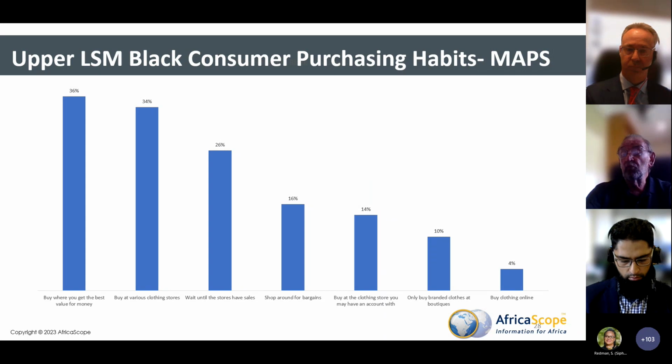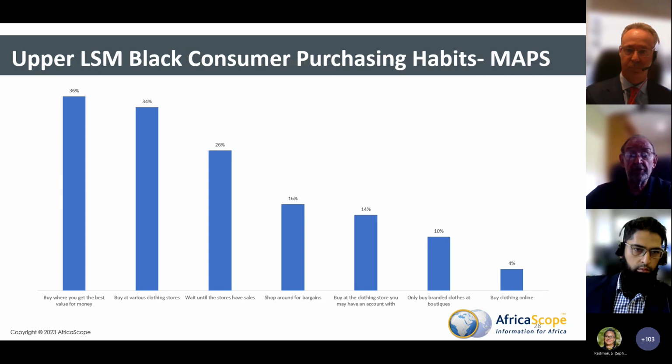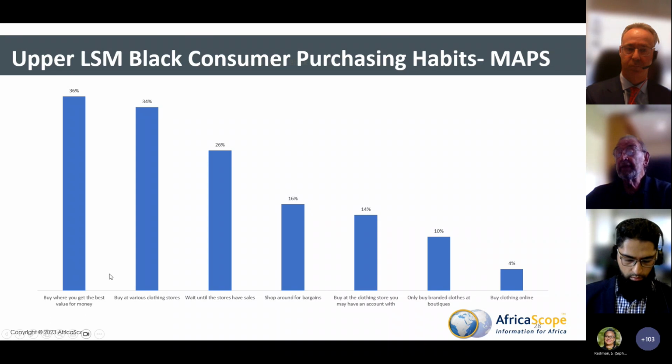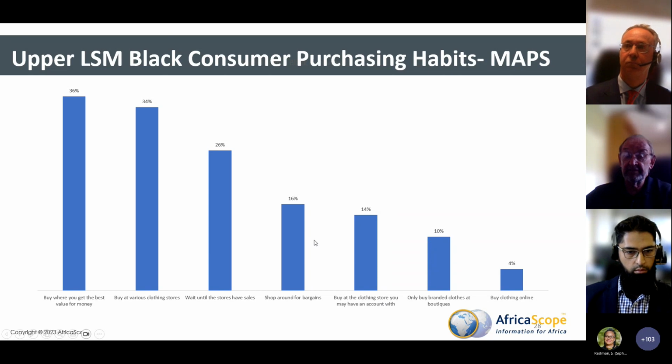When it comes to how people shop for clothing across the country, Maps is telling us that when it comes to their purchasing motivations, they buy where they get the best value for money. They buy from various clothing stores, so they're not always very loyal to any particular brand. They wait until the specials come. They shop around for the bargains, and they buy clothing at branded boutiques. So branded boutiques only account for about 10% of the motivation for clothing shopping.